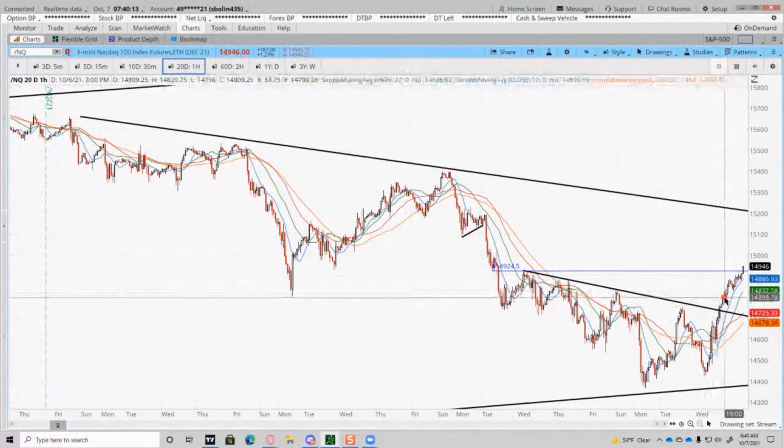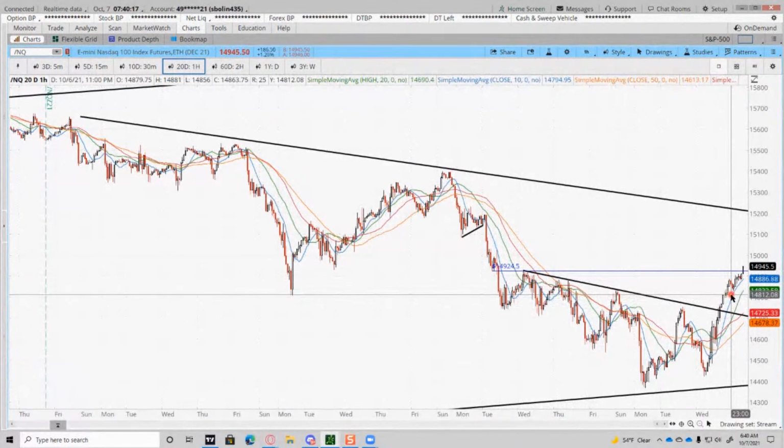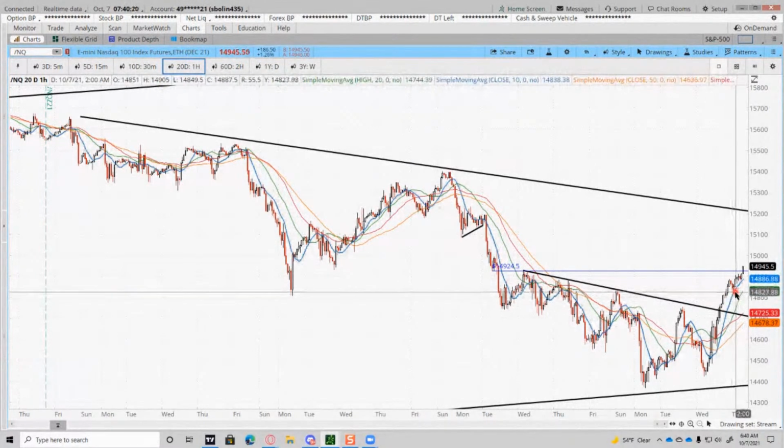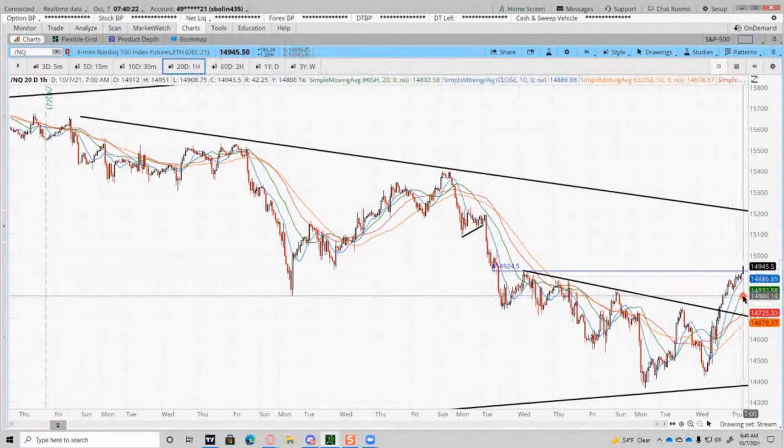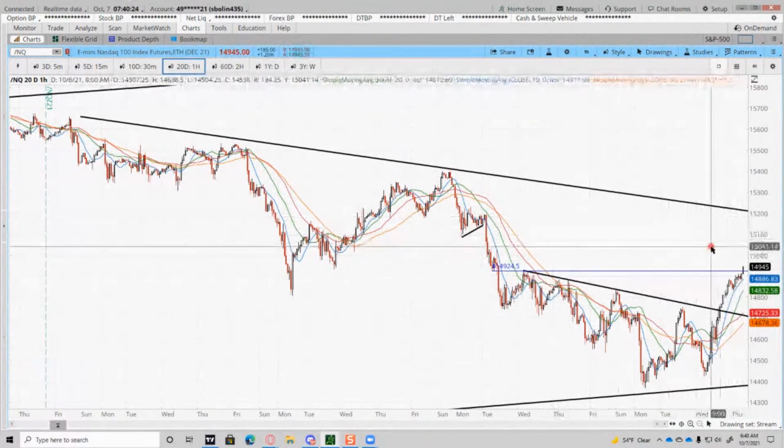If it doesn't hold, the roundy is the line in the sand, 14,800. That's really going to be a critical pivotal level if we do revisit these lows. Otherwise, we're continuing to head to the upside.